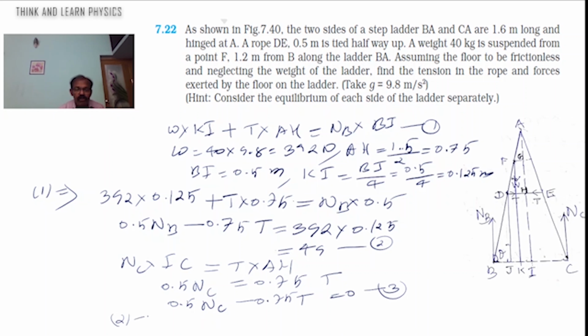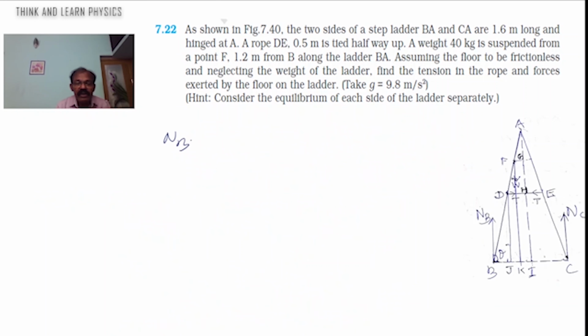Now subtracting 3 from 2, that means 2 minus 3 implies that 0.5 NB minus 0.5 NC equals, 0.75 T gets cancelled, and that's equal to 49. Or we see that NB minus NC equals 49 divided by 0.5, or it is 98.